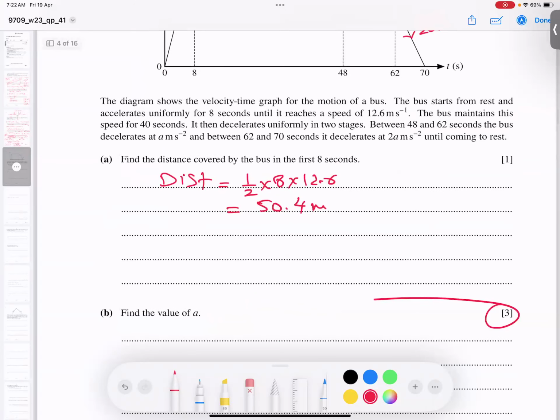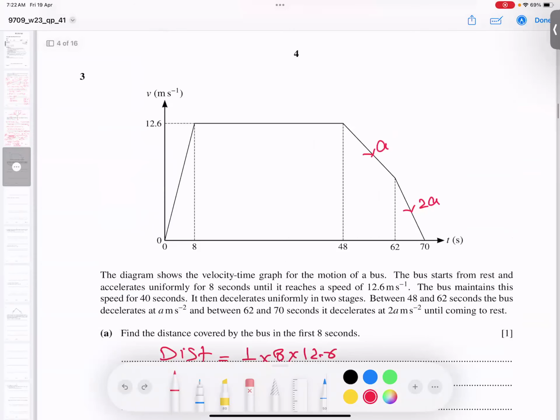Now, for 3 marks, find acceleration A. So the best technique, let me write all the coordinates. This coordinate is X is 48, Y is 12.6. So 48, comma 12.6. Make sure first the X value and then the Y value. Don't make the wrong order. What about this? X is 62, but Y I don't know, so I assume V1. And at the last ending, where is the particle going to stop? Time is 70 and velocity is 100% zero.